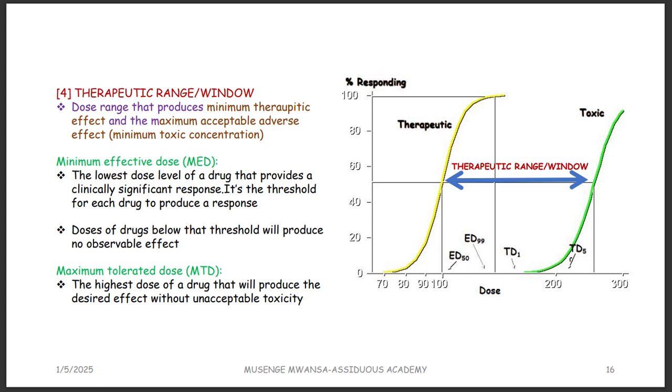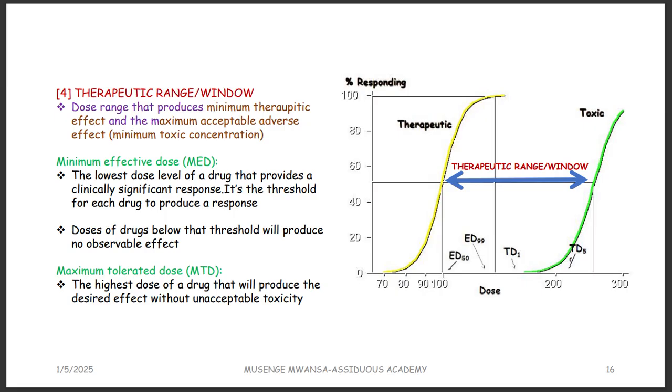That difference is what we call therapeutic range or therapeutic window. Hope that makes sense. So when you're talking about the therapeutic range, you move from the minimum effective dose, which is the lowest dose level of a drug that can provide clinical significance, and then to the maximum tolerable dose, which is the highest dose of a drug that will produce the desired effect without unacceptable toxicity. So up to only acceptable toxicity, not unacceptable.